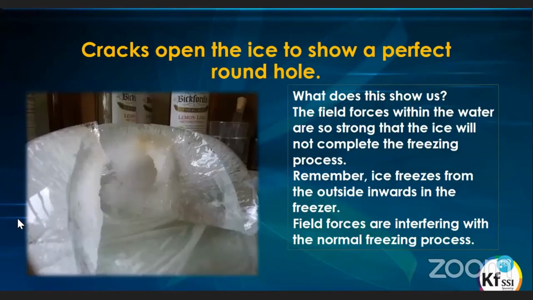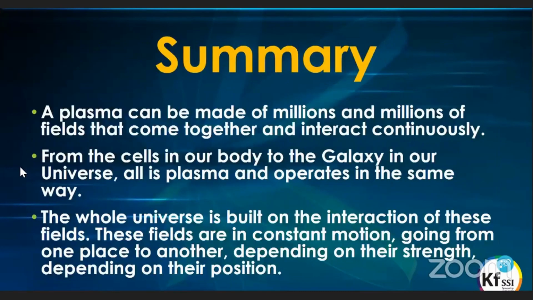So as a summary, we can see that a plasma can be made of millions and millions of fields that come together and interact continuously. So from the cells in our body to the galaxy in our universe, all is a plasma and operates in the same way. And the whole universe is built on the interaction of these fields. These fields are in constant motion, going from one place to another, depending on their strength, depending on their position.